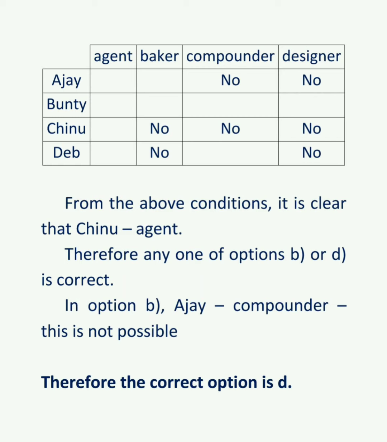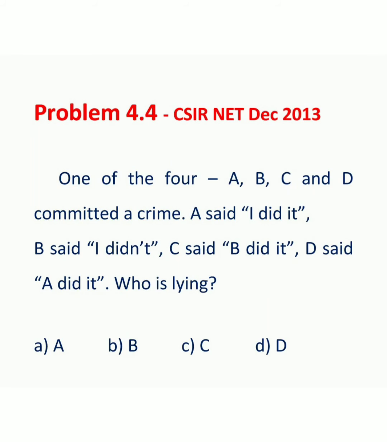Using the above conditions, I make one table like that, which contains all the persons and their professions. From the above conditions, it is clear that Chinu is the agent. Therefore, either option B or D is correct. In option B, Ajay is the compounder. This is not possible, from the table it is very clear. Therefore, the correct option is D. Hereafter, first you read the problem and pause the video. First you try it, then play the solution.